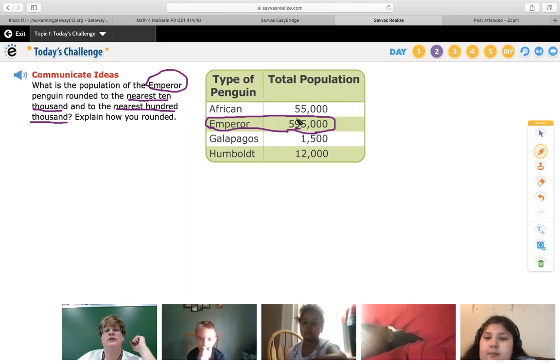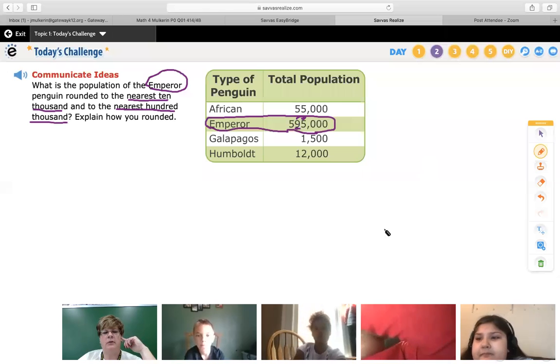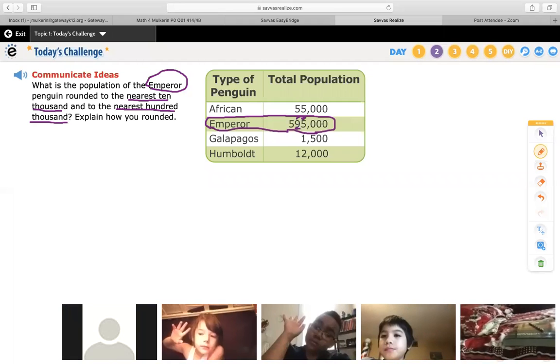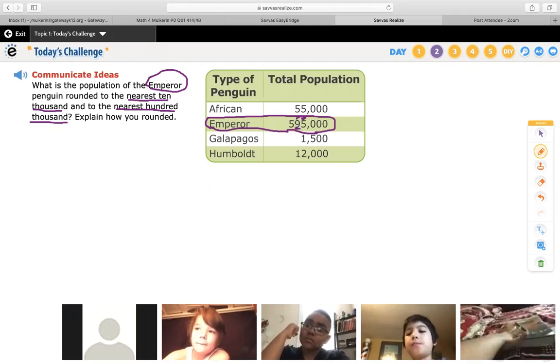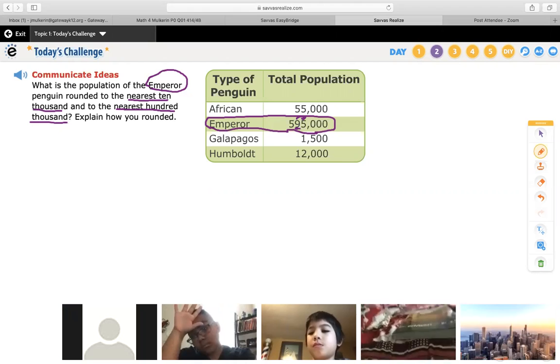Now I need to look next door. So I have 9. I look right next door. I see a 5. When I'm rounding, what does that 5 tell me to do? Do I bump it up or round it down? Who can tell me? What would I do with that 9? If a 5 is next door, do I bump it up or round it down? Fred? You bump it up.